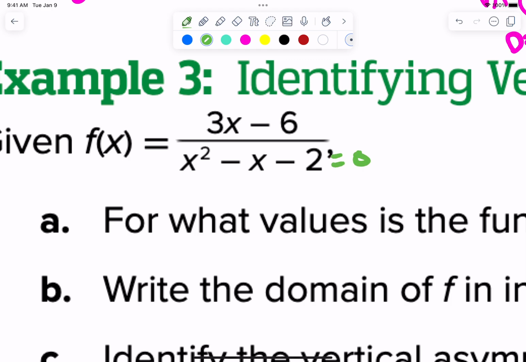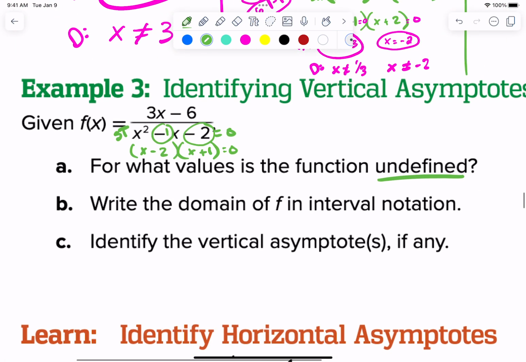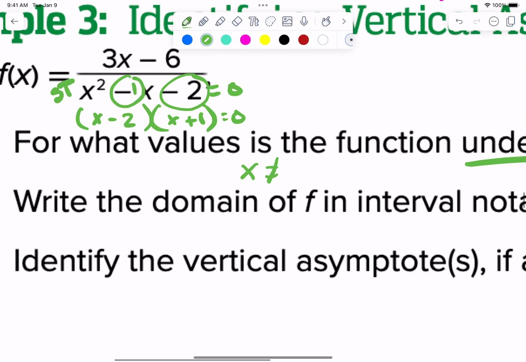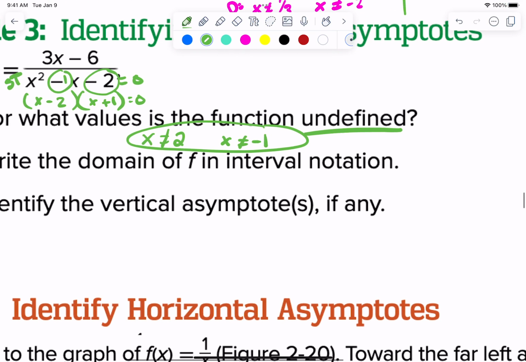What is that thing? x squared minus x minus 2. It's a simple trinomial. Multiply to get -2, add to get -1. So x minus 2 and x plus 1. Then I set those equal to 0. So for what values is the function undefined? We don't want x to be 2, and we don't want x to be -1. For 2 and -1. Okay, then it says write the domain in interval notation.